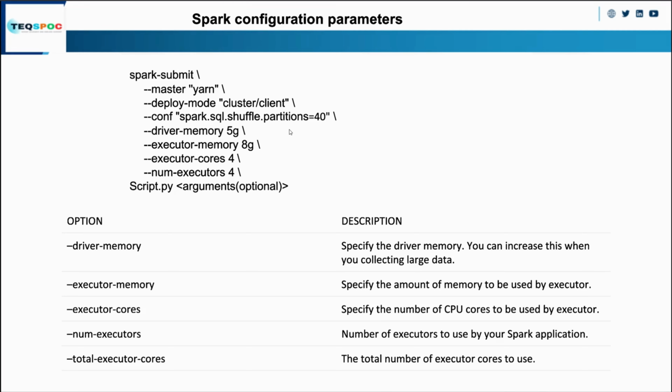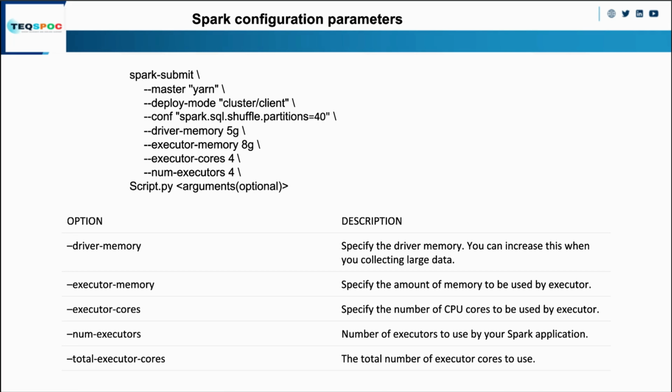Then comes the fourth parameter, that is the driver memory. Driver memory is the specified memory for the driver, and you can increase this when you collect large data. So what is driver memory? This has also been discussed in Spark architecture. Spark has this master-slave architecture sort of thing, in which the driver is kind of like a master, which will initiate the Spark job in one of the nodes.